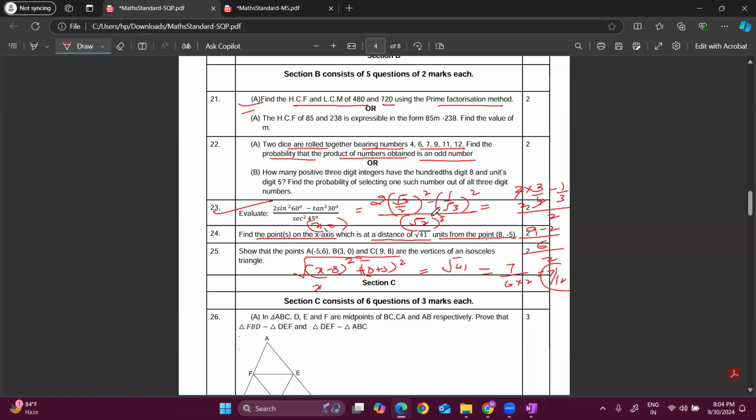Yes, ma'am. Squaring both sides. So x square plus 64 minus 16x plus 25 will be equal to 41. So now x square minus 16x, 25 and 64, it will be 89 is equal to 41. So x square minus 16x plus 89 minus 41 will be equal to 0. So x square minus 16x plus 48. Now do the prime factorization, do the middle term splitting.